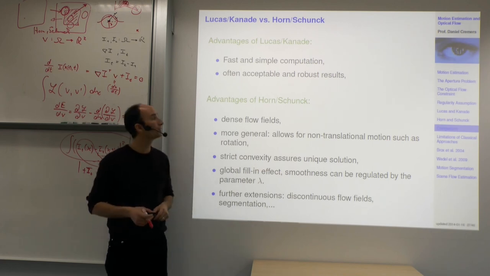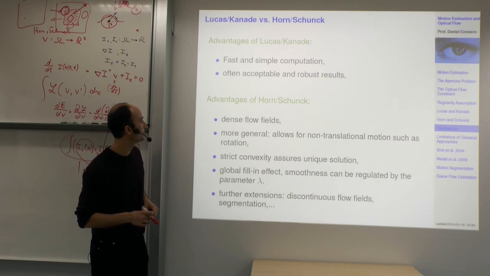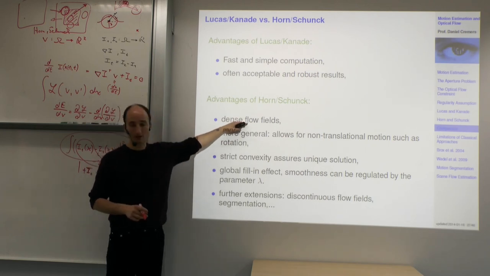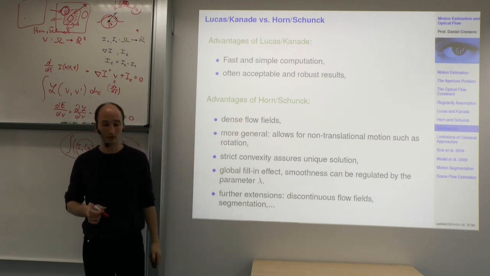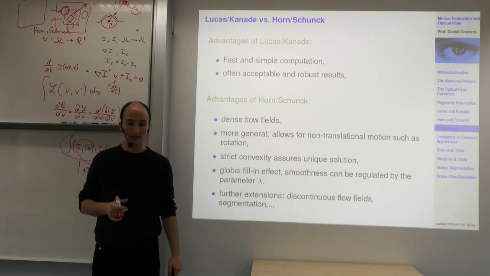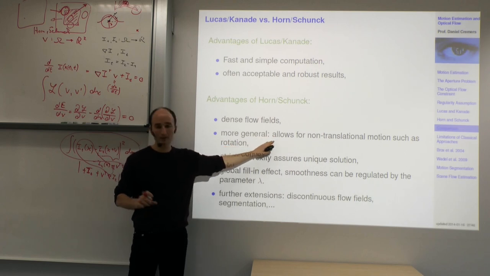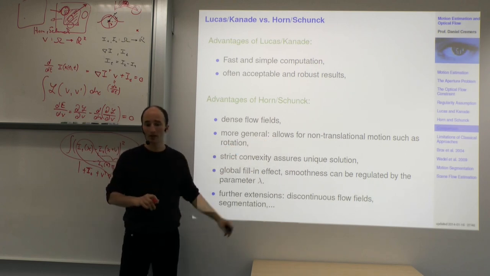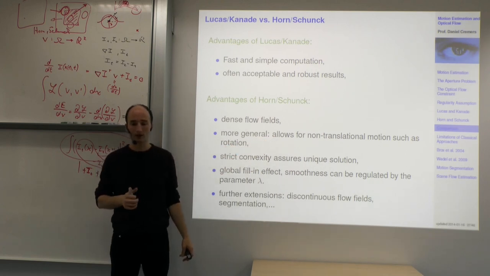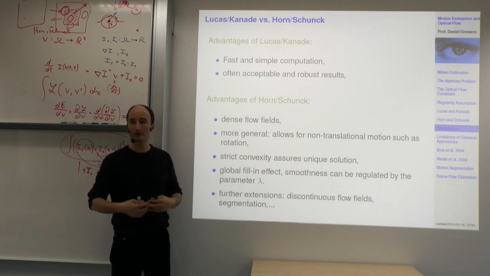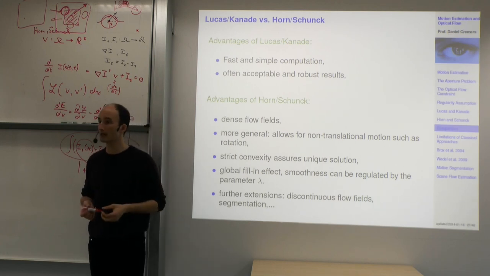The Horn and Schunck method, in the long run, though, has many advantages. First of all, by construction, it gives you a dense flow field. Secondly, it's more general in the sense that it doesn't just impose that the motion is constant, but it allows for non-translational motion, for very general motion fields, actually.